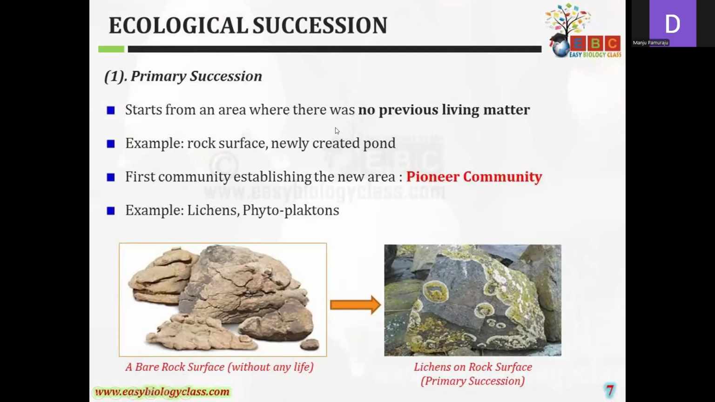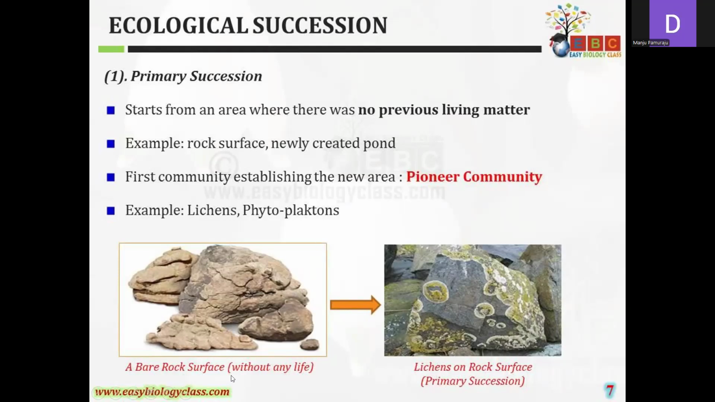So the area where no living organism previously existed, for example a rock surface or a newly created pond. The first community which is establishing in the new area is called a pioneer community. So the first organisms which occupy it are called a pioneer community. Examples here are lichens and phytoplankton: lichens on the rocks and phytoplankton in any new water bodies.